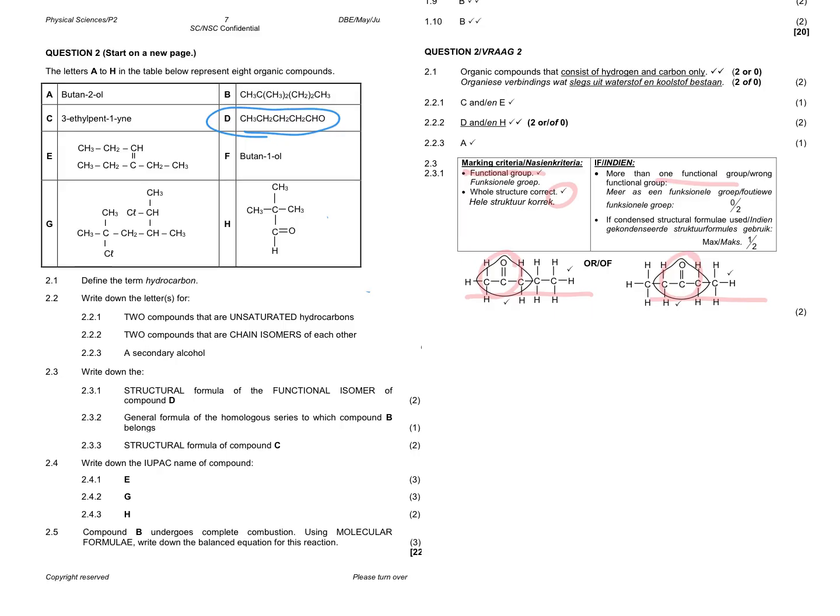Then, for 2.3.2, they want the general formula of the homologous series to which group B belongs. So B over here is a hydrocarbon. It only has carbons and hydrogens. And if you can count here quickly, there's 1, 2, 3, 4, 5, 6, 7. There's 7 carbons. If you want to draw it out quickly, it does something like this. 1, 2, 3, 4, 5. So this is what it looks like.